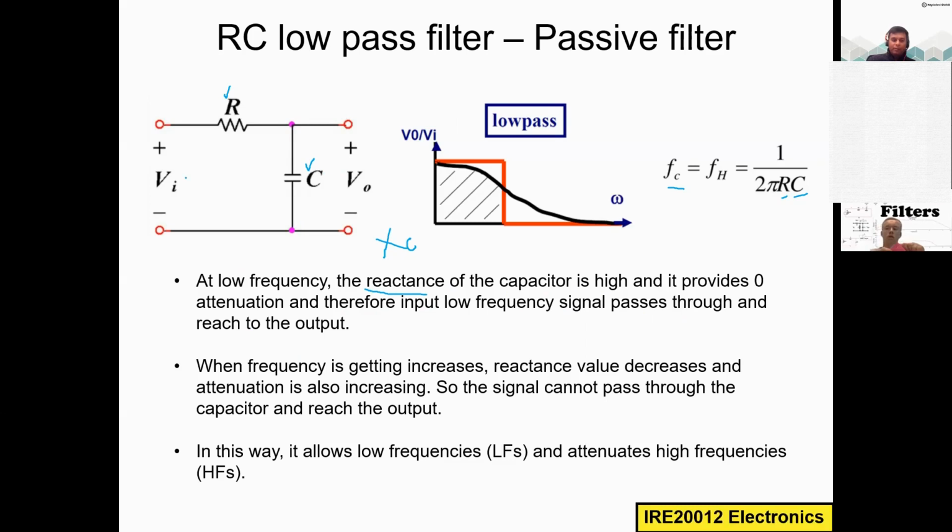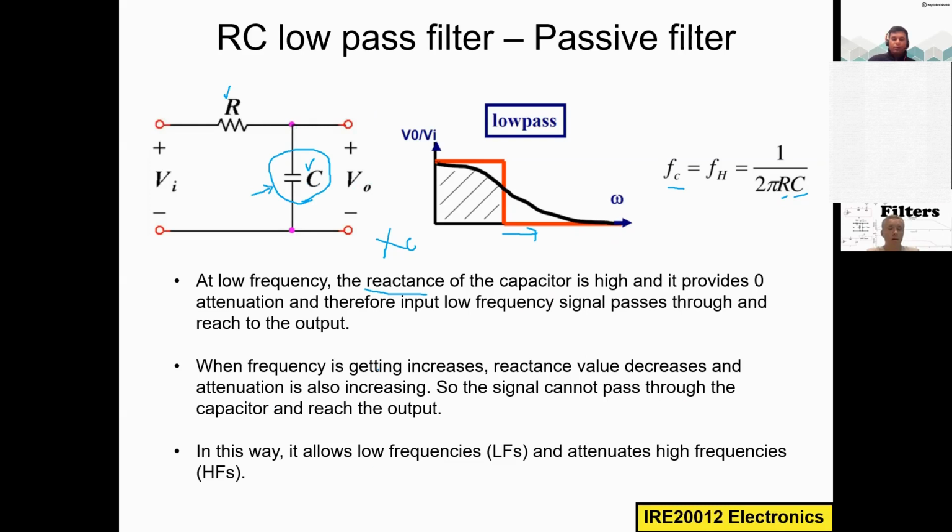But when the frequency is getting increased more and more, what is happening? The reactance value of this capacitor is decreasing. So attenuation is also increasing. It means it starts to stop the high frequency signals. So the signal cannot pass through the capacitor and reach the output. Mostly you should remember this capacitor and its reactance plays an important role in this filtering operation.